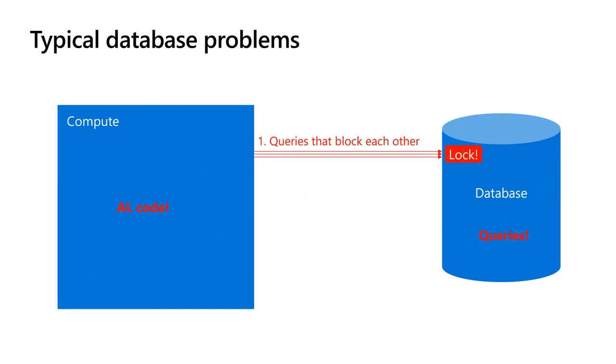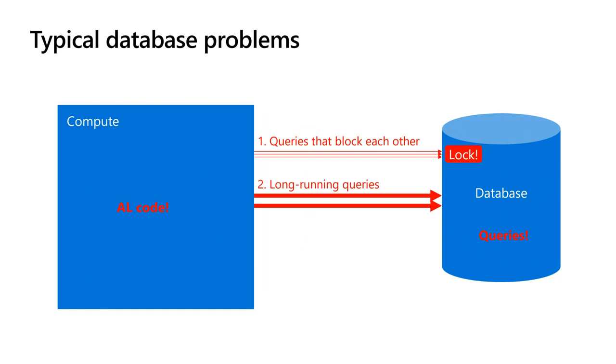The first one is locking. So here you have a session that takes a lock on a record, for example. And then another session would also like to take a lock on the same record, but it can't. So it has to wait, meaning it is slow.